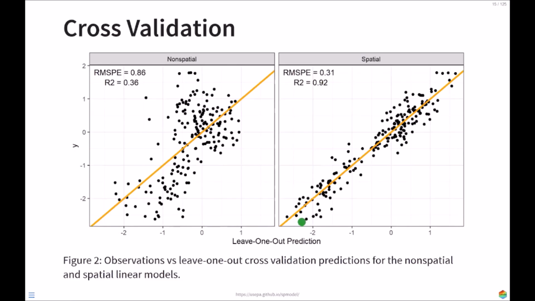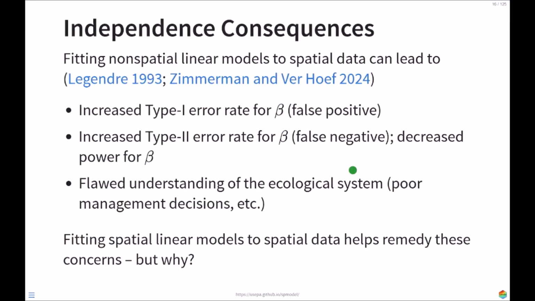For the spatial model, we have a much lower or better root mean squared prediction error, 0.31, and then a much higher or better R-squared. And visually, we see a lot more adherence to this one-to-one line. So I know that I just showed you a single simulated data set, but these types of results that we see happen all the time and are reinforced throughout decades of literature.